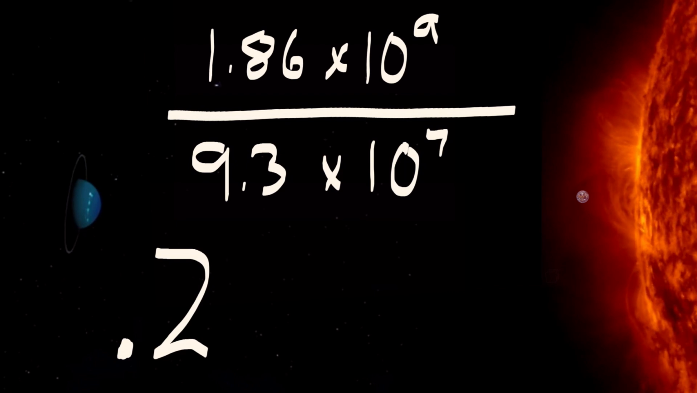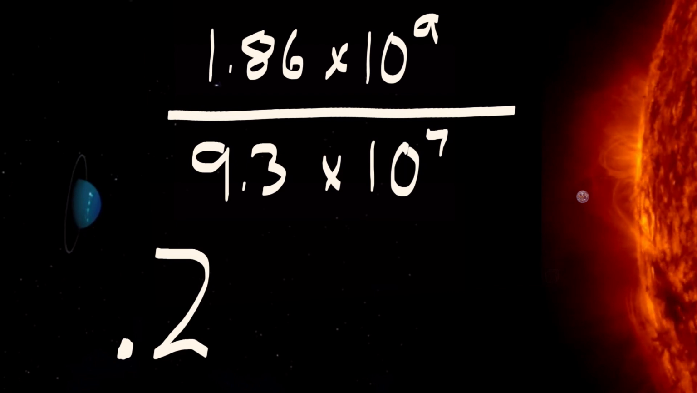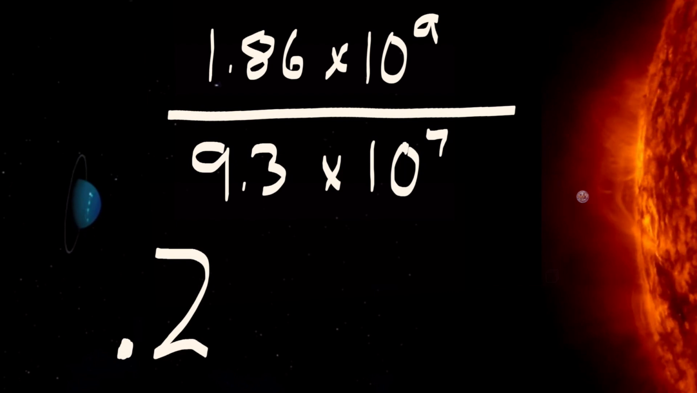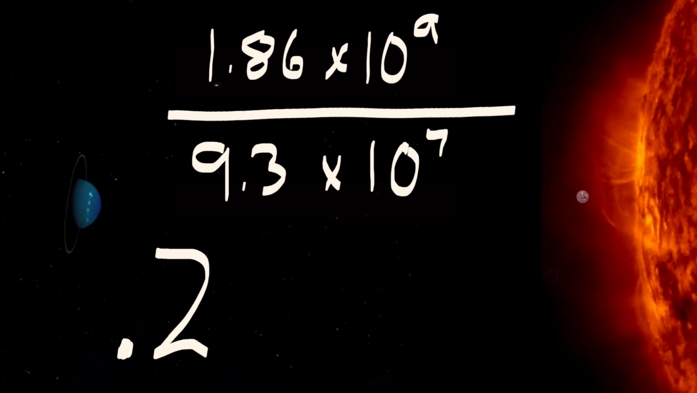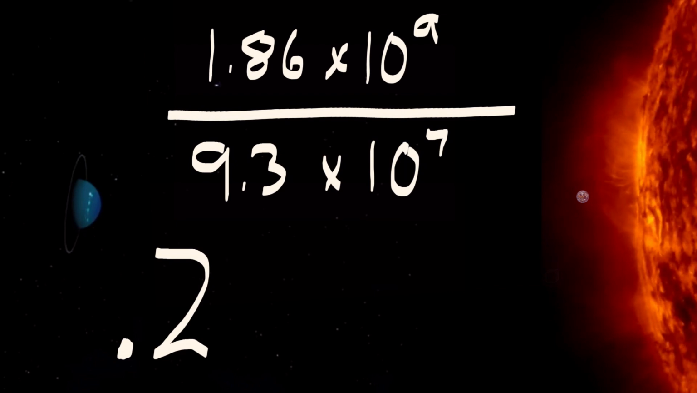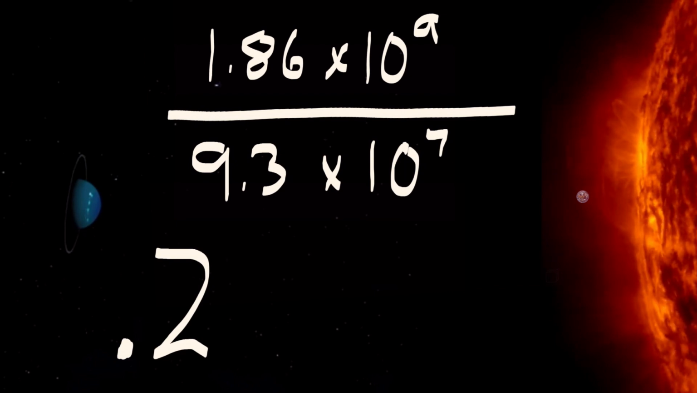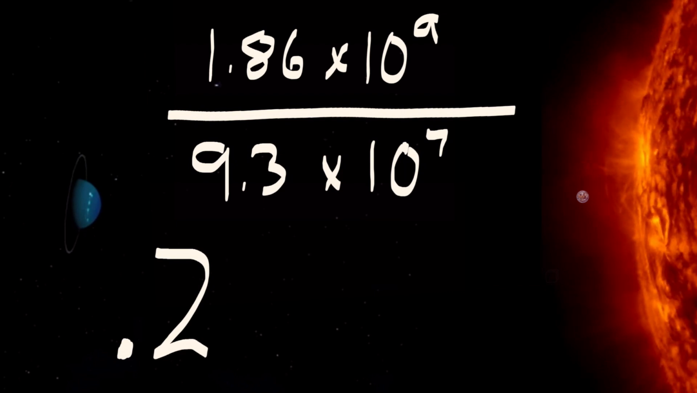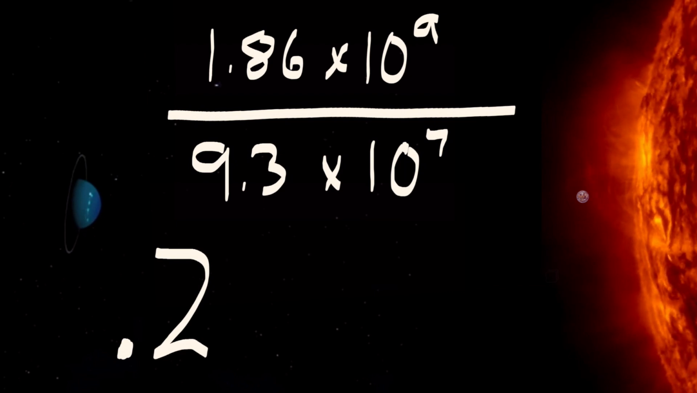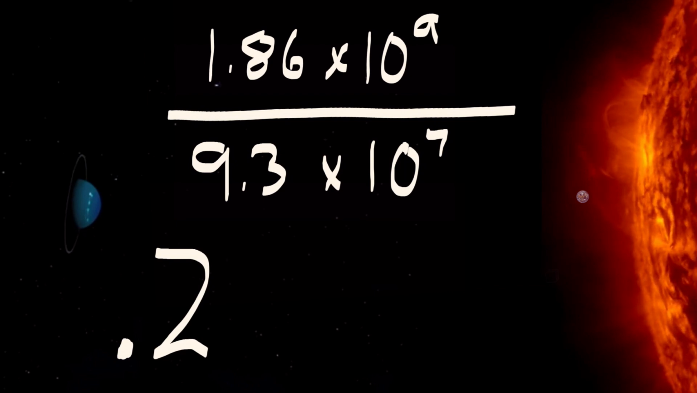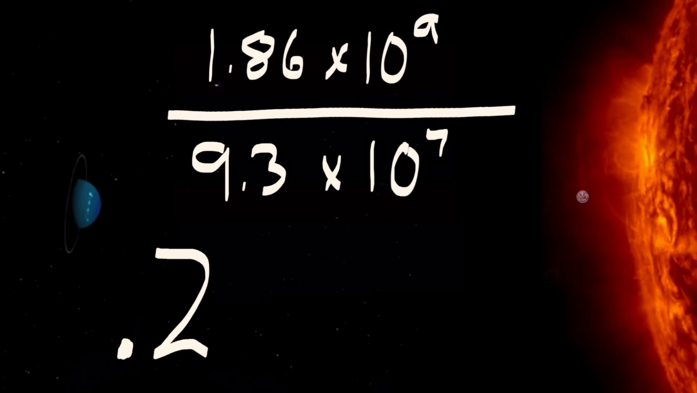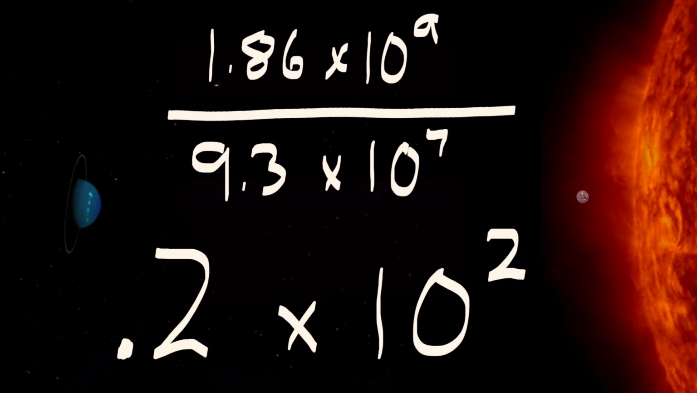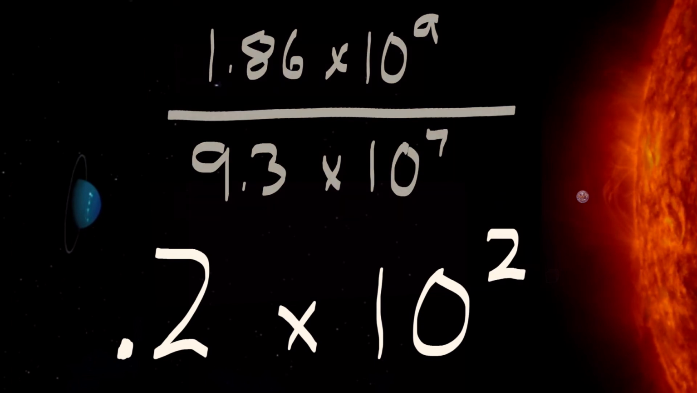Now we've finished the left side, but we still need to do the right side. What is 10 to the 9th divided by 10 to the 7th? To solve this, the only thing we need to remember is that when we divide similar numbers with different exponents, we can use subtraction on those exponents to find our answer. So subtract the exponent 7 from the exponent 9. That leaves us with the exponent 2. So our answer now looks like 0.2 times 10 to the 2nd.